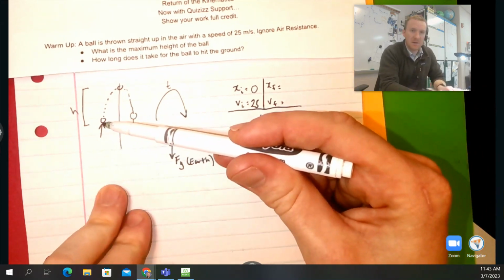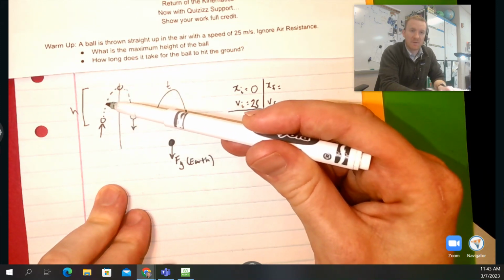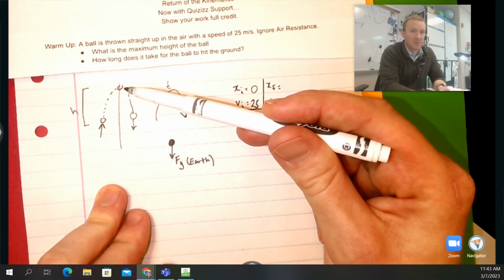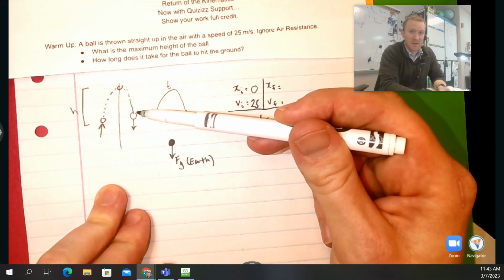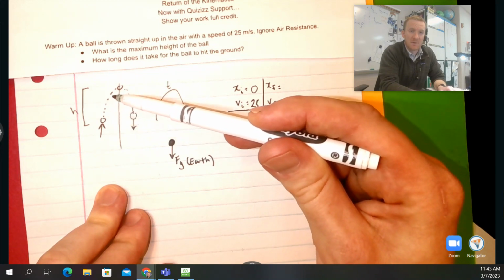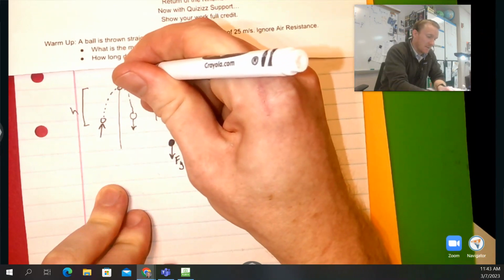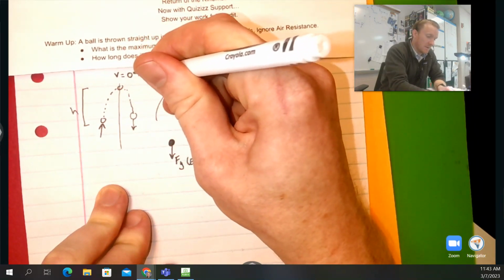Okay, think about the ball as it's traveling all the way up. We know its speed is going to get slower and slower and slower. We also know that on the way down, it's going to get faster and faster and faster, which means at its highest spot, as the speed gets slower and slower, at the very peak, its velocity is going to be 0 meters per second.